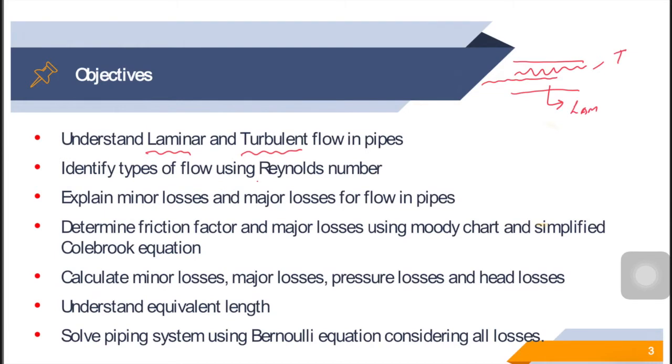We are going to differentiate these flows by Reynolds number, so we are going to learn about the concepts of Reynolds number. Then once we know what is laminar, what is turbulent, and what is Reynolds, we are going to understand that once water or any fluid moves through a pipe, what kind of losses it experiences. So we are going to understand the minor losses and the major losses of flow in pipes.